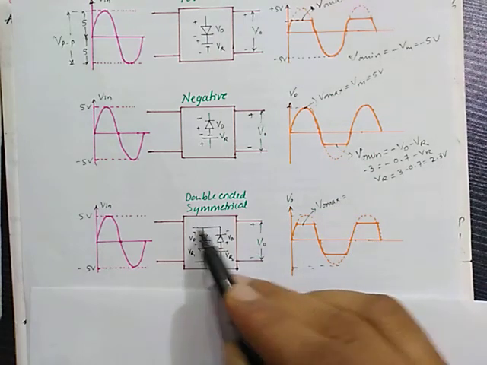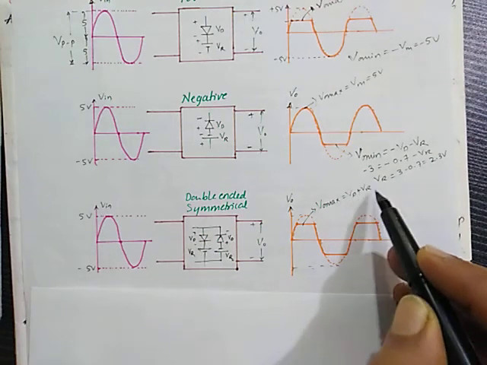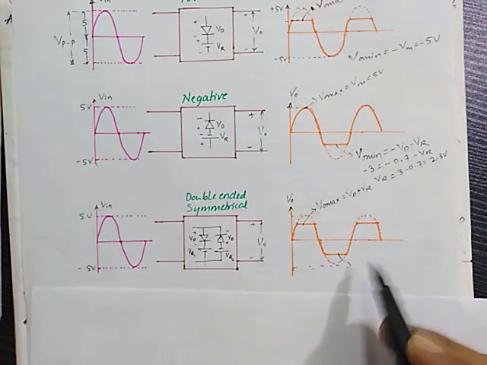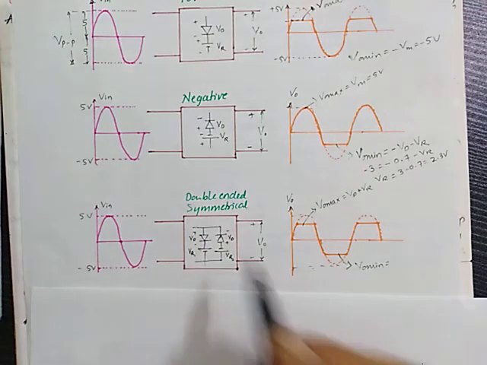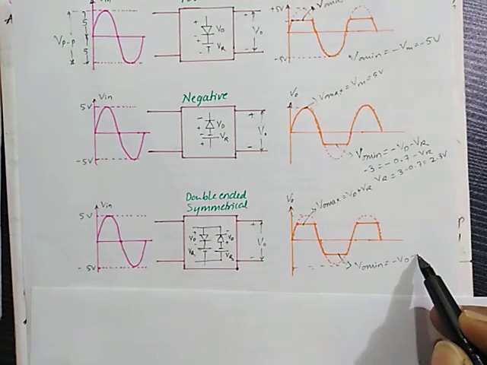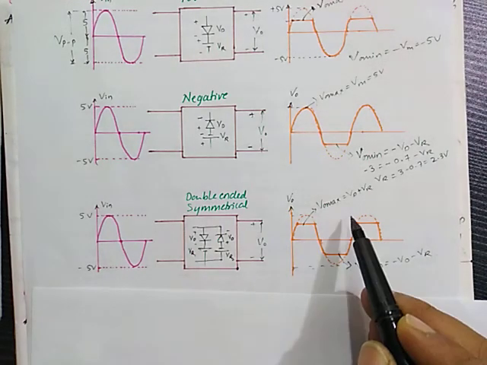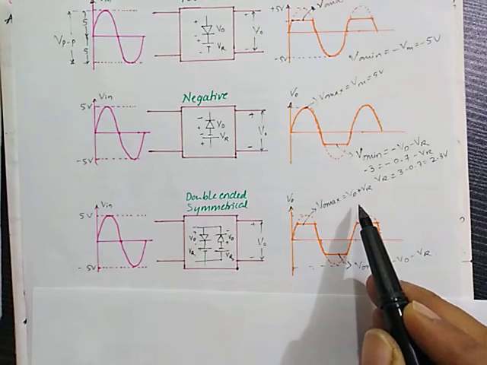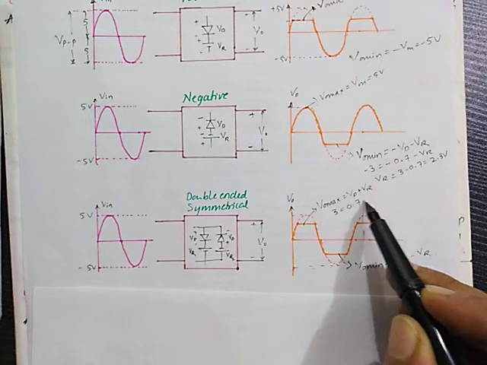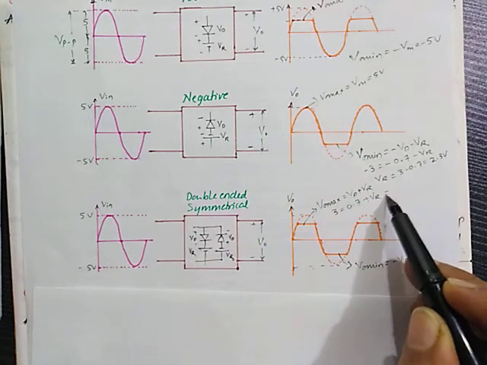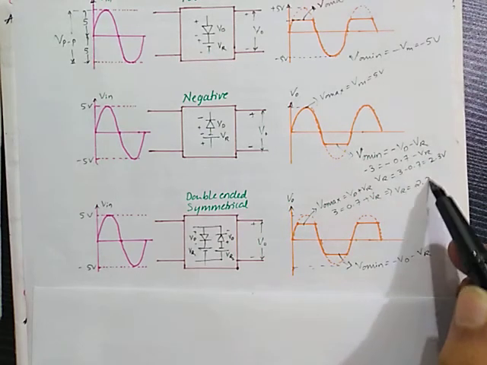Therefore the design expression for the double-ended clipper can be written as V naught max equal to, so only positive clipper will be acting at that time, so it is Vd plus Vr. And for the negative half cycle, the negative output, indicated as V naught minimum, will be equal to minus Vd minus Vr. So for positive 3 volt and negative 3 volt, if you calculate the value of Vr, for V naught max equal to 3, it will be 0.7 plus Vr. So therefore Vr will be equal to 3 minus 0.7, 2.3 volt.